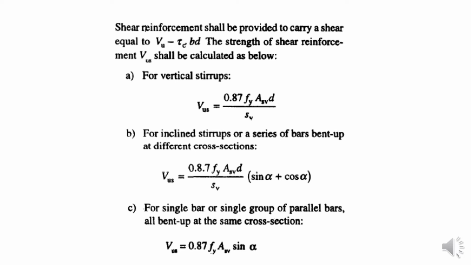That case is for a single bar or single group of parallel bars all bent up at the same cross section. In this case we use this formula: Vus is equal to 0.87 fy Asv into sin alpha. So these are the cases for vertical stirrups, for inclined stirrups with a series of bars bent up, and for a single group of parallel bars. This is clearly given on page number 73 of IS 456 2000.